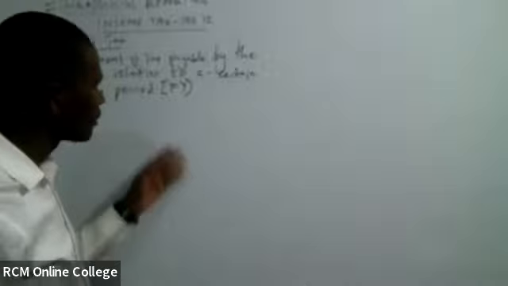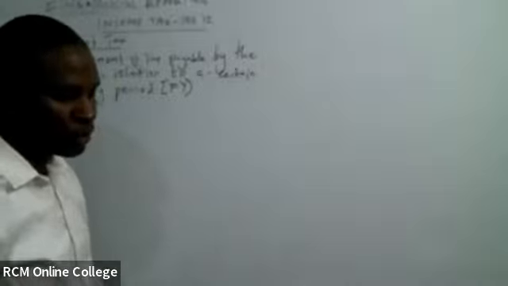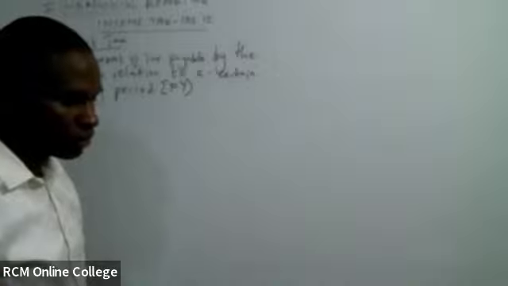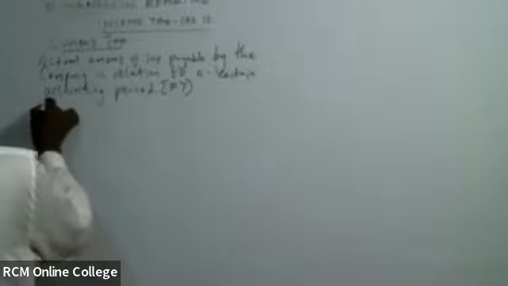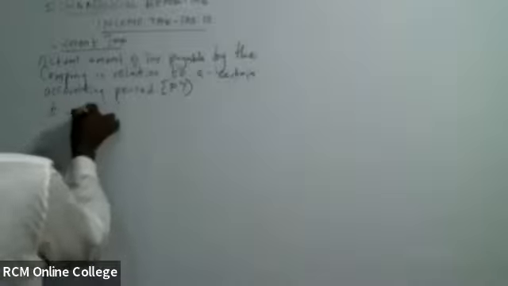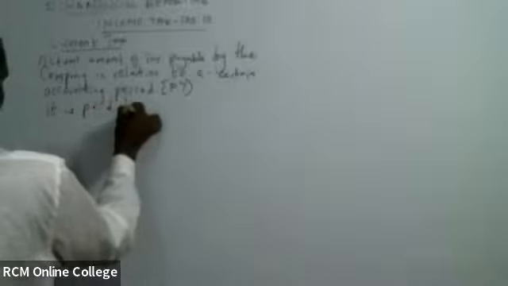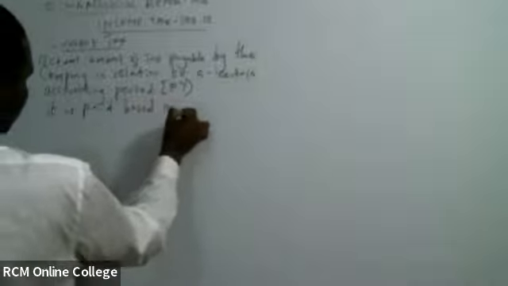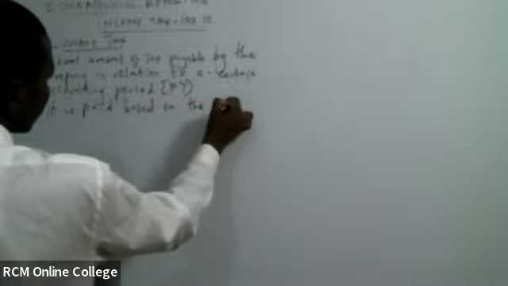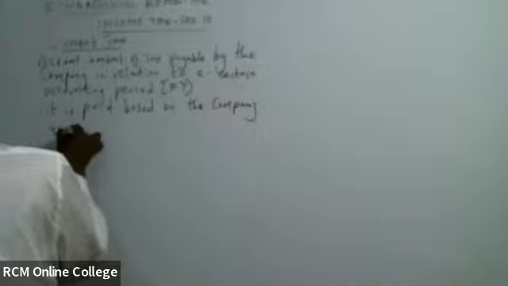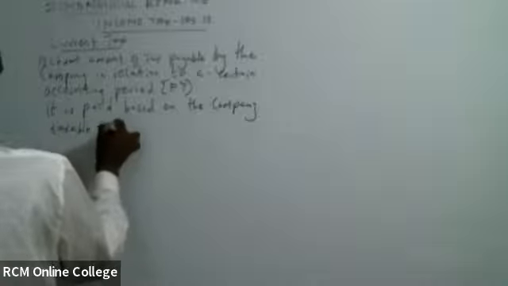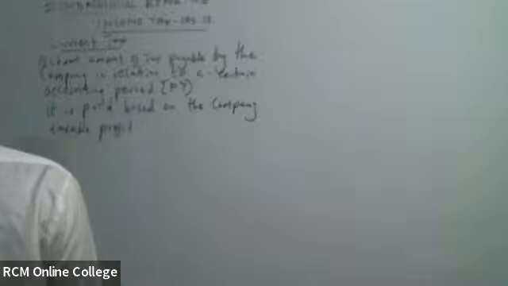So this tax is paid based on the company's what? Taxable profit. It is paid based on the company's taxable profit.